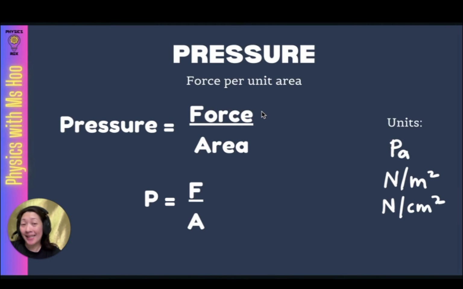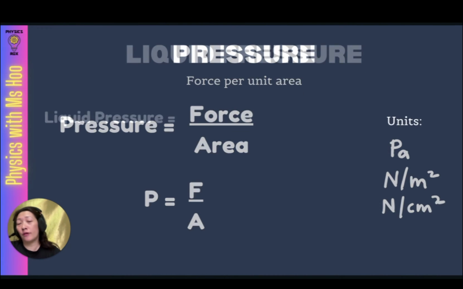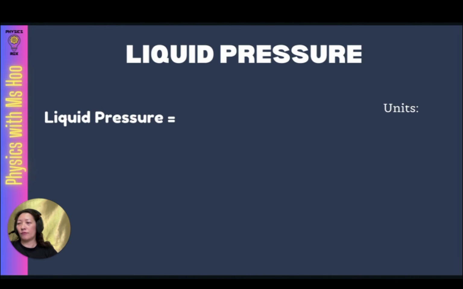But having said that, for liquid pressure, there is a much more specialized formula because of the factors which affect liquid pressure, as we saw in the earlier pictures. The formula that you should know for liquid pressure is rho g h, where rho is the density of the liquid which we are calculating the pressure of.